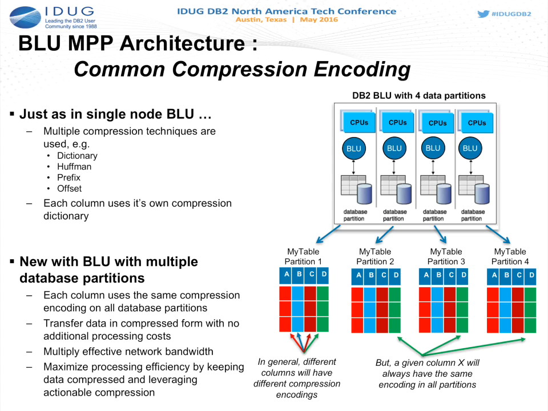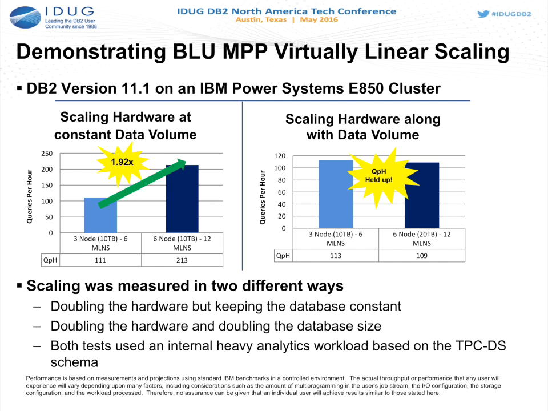That's important because when we send data across the partitions, we don't need to re-encode it. We don't need to uncompress it and re-encode it in the other node's dictionary. So that is really important to ensure that the solution scales. You may ask, how does it scale? And I think many of you out there would expect near linear scaling, which we've been delivering with DPF for years, and that's exactly what we've been able to demonstrate with early releases of version 11.